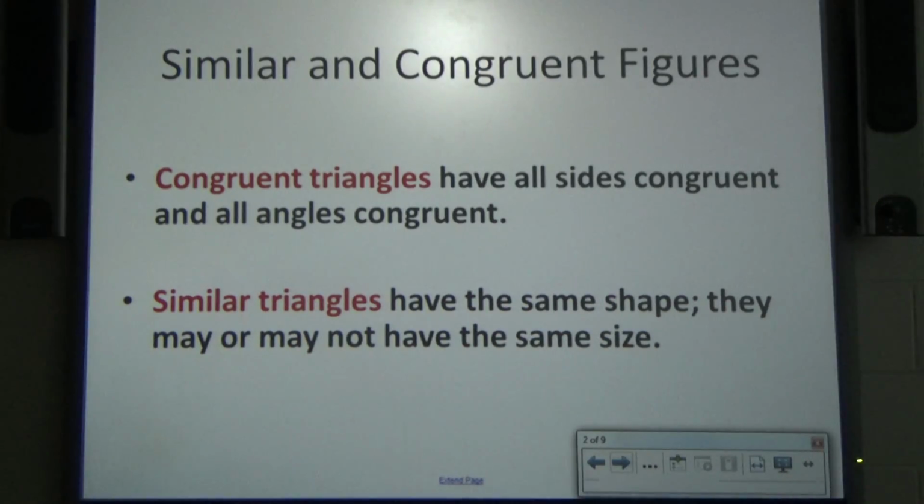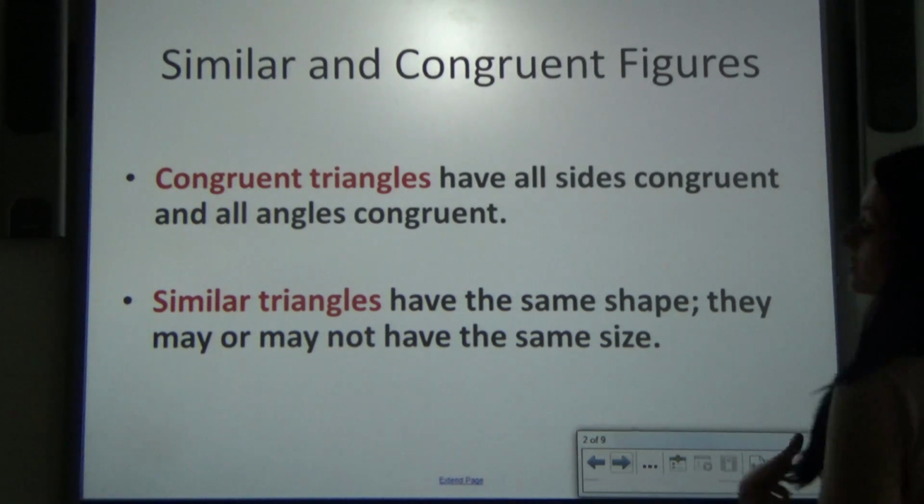First thing we have to know is the difference between congruence and similarity. So congruent shapes, they're going to have all the same side lengths and all of the same angle measurements. However, with similar shapes, they're going to be the same shape, but they may not be the same size. And we're going to look at, in this video, the relationship that arises with similar shapes.